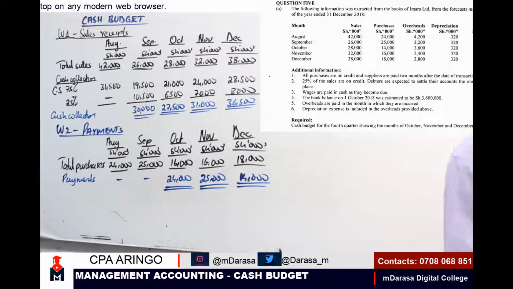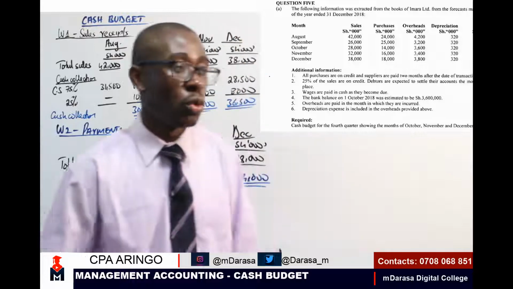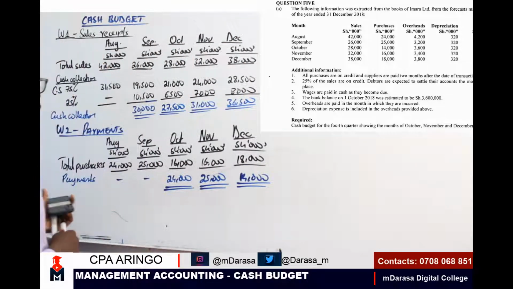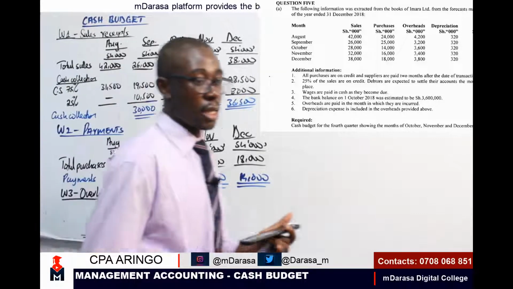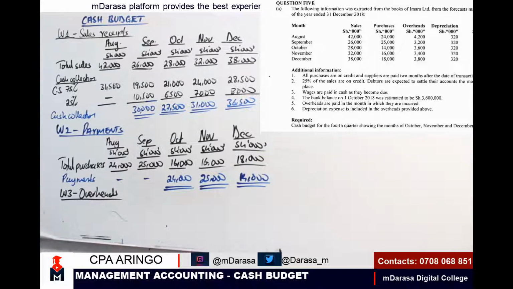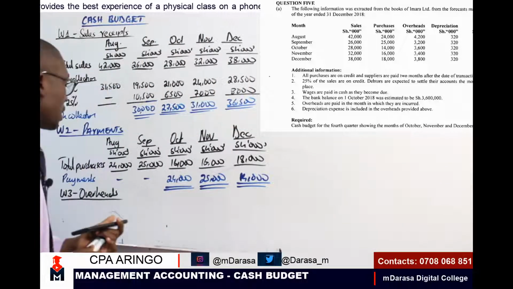Then note 6, there was a catch in note 6. We are told that depreciation expense is included in the overheads provided above. So whatever was given above as overheads had a component of depreciation. And recall, depreciation is a non-cash item. So therefore, what do we need to do? We need to deduct that depreciation. So working number 3, we want to compute our overheads. Always have in mind that depreciation will always be a non-cash item, so it won't affect our cash budget.